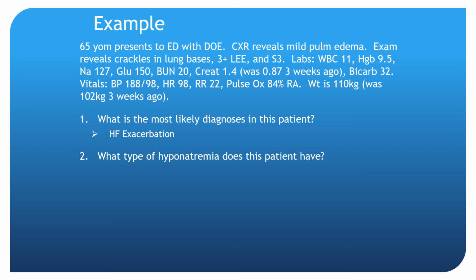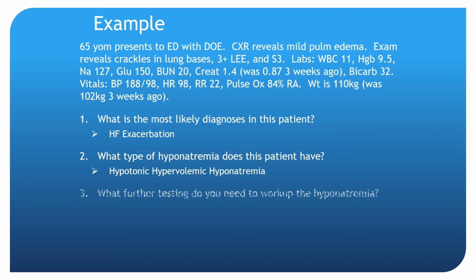So what type of hyponatremia does this patient have? If you go through that formula, remember to calculate osmolality and tonicity, you could actually figure out that this patient has hypotonic hyponatremia. Okay, and then you know from the exam that they have hypervolemia. So what further testing do you need to work up this patient?